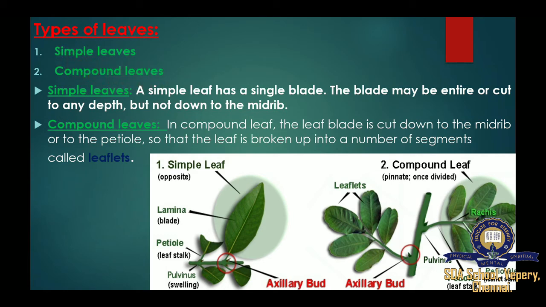Simple leaf. The lamina or the leaf blade is undivided. Even if there are small divisions, they do not reach the midrib and divide the lamina. And the second one, compound leaf. The leaf blade is divided from the midrib into two or more parts. Sometimes these divided parts function as separate leaves.